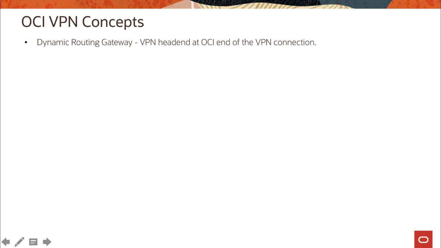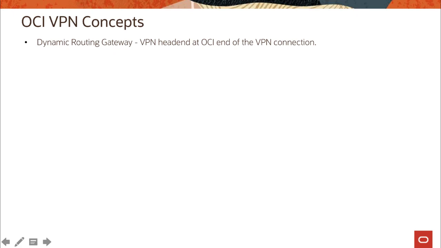So now that we have gone through the basics of IPsec VPN, let's talk about some of the concepts or key objects that are created when you are creating the IPsec VPN connection. The first is a dynamic routing gateway. As you must have seen and read in the previous lesson 100 as well, a dynamic routing gateway is a virtual router, which is basically a gateway into your virtual cloud network from your on-premises network.